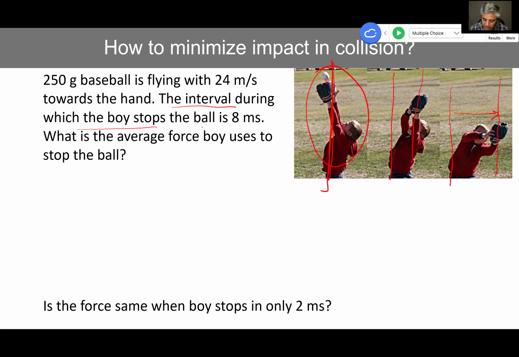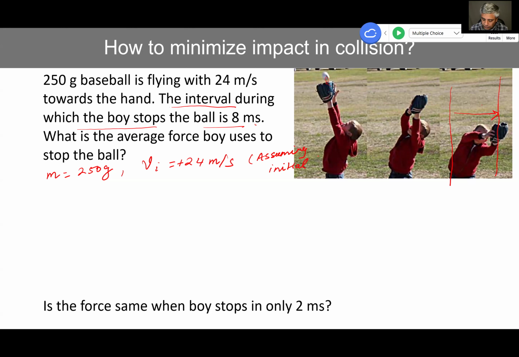So the interval during which the boy stops the ball is 8 milliseconds. So in this case, mass is 250 grams and initial velocity is 24 meters per second. And let's say that is positive. So let's assume initial direction positive. Okay. So now in this case, we can say, okay, it's going something like that. This ball must have come from this side. So we can also say, okay, right is positive. Okay.